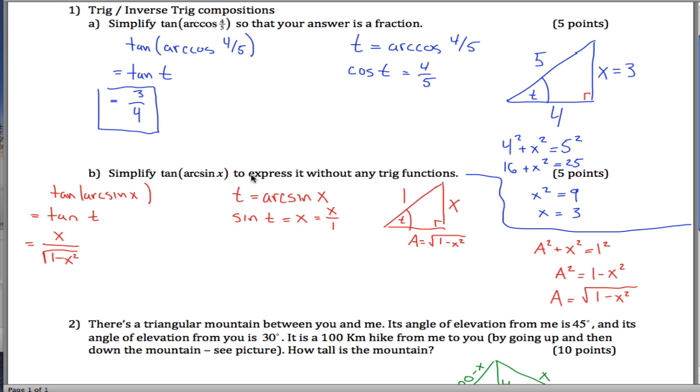And what I've managed to do is simplify this expression to write it without any trig functions. And that will be an important trick when you're trying to figure out the derivative of the inverse trig functions, which will come up in calculus.